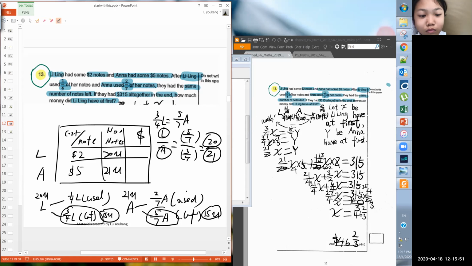Okay? Because you use 21U times this 5/7. So both 15U, 15U. So I need to add one more column. So this is number of notes left. So 15U left, 15U left. So if 15U left, what is the amount left? 2 times 15U, 30U. 5 times 15U, 75U. So 30U plus 75U is equal to 315.